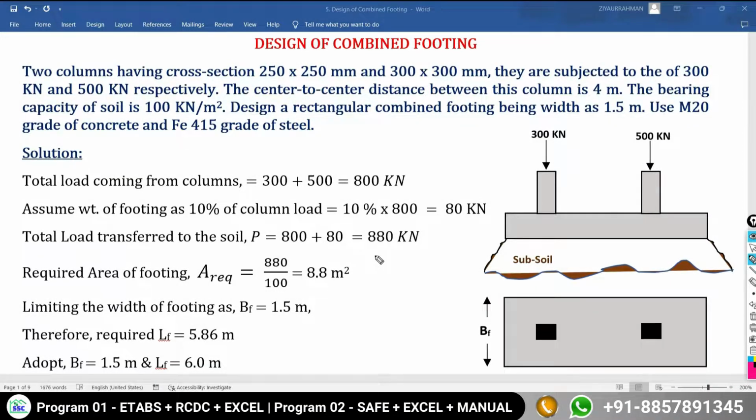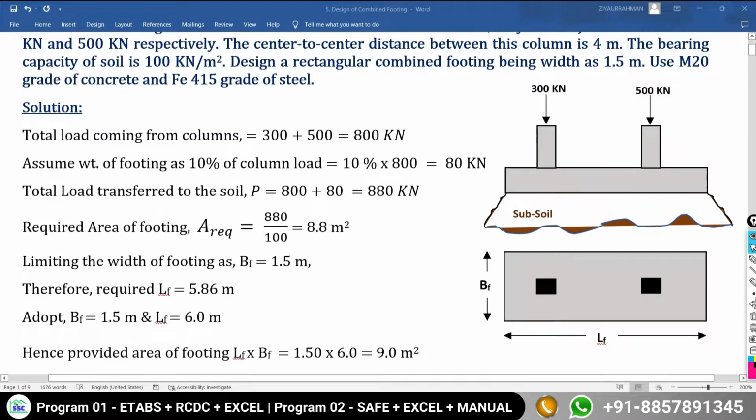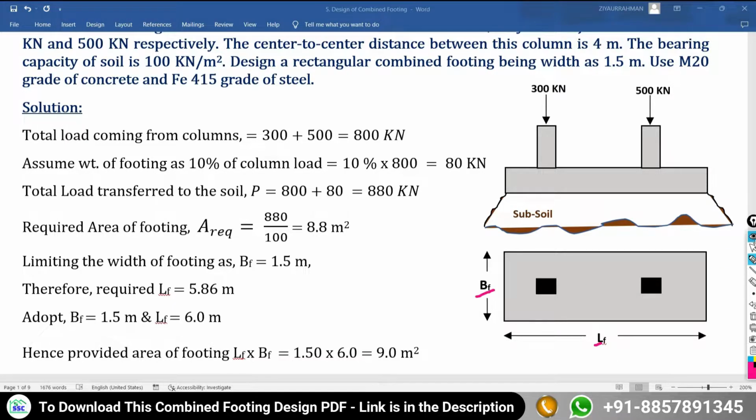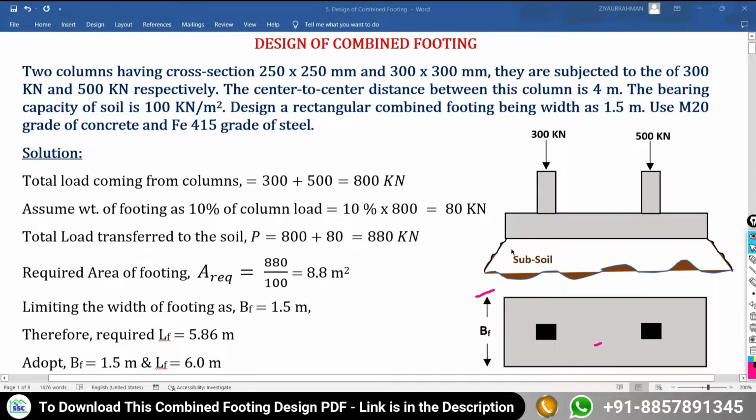Let's start the design. In the first step, we need to find out the in-plan dimension of your footing as length of the footing and width of the footing. So to find out the length and width of the footing, we need to know how much load is going to be transferred to your subsoil.